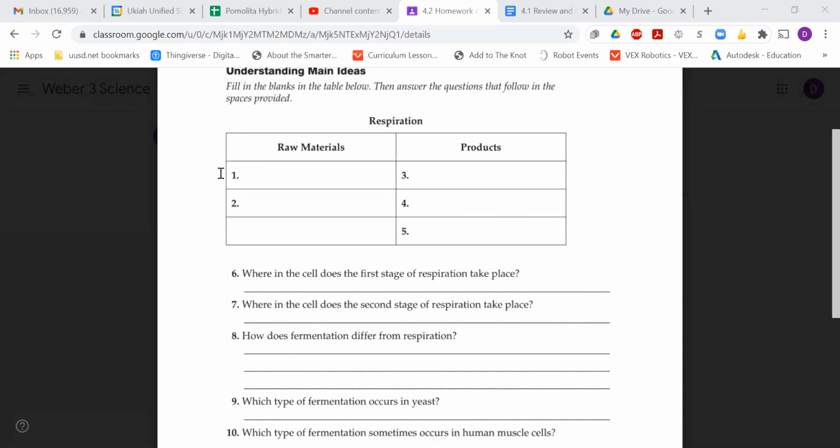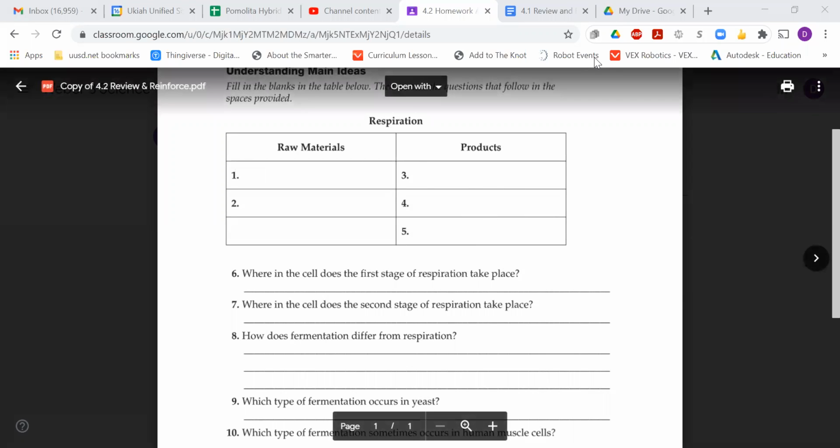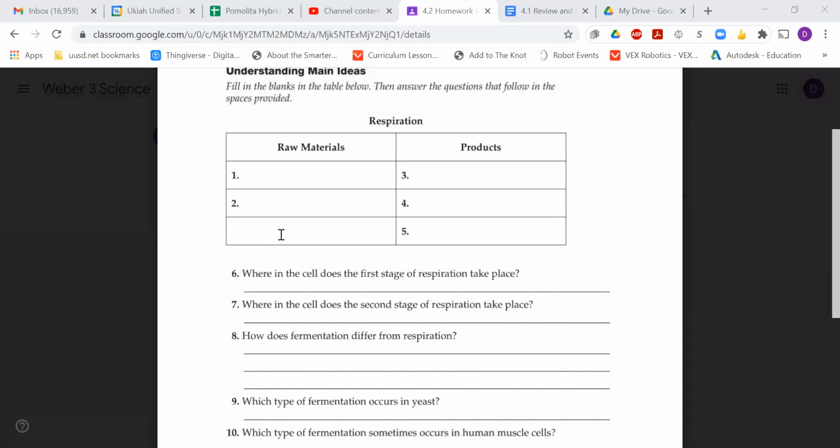There's 3 products. There's a chat. Carbon dioxide, water, and ATP. Very good. What is ATP? Oh, another person says ATP and water and carbon dioxide. Excellent. Yes. Energy. You guys got it. Fantastic.